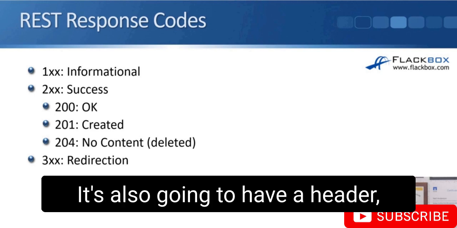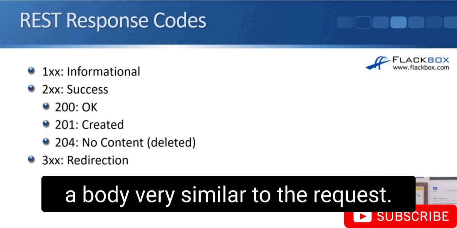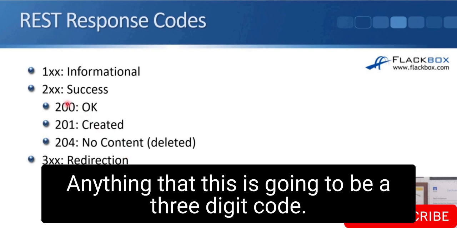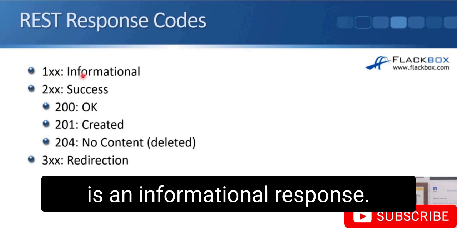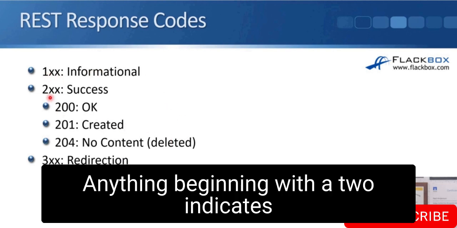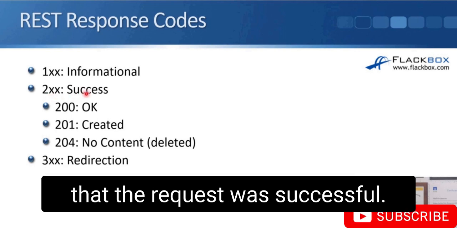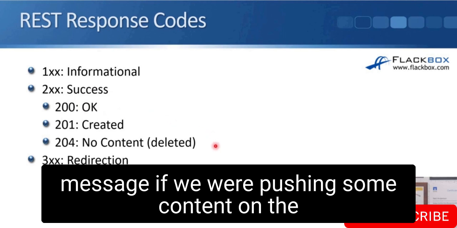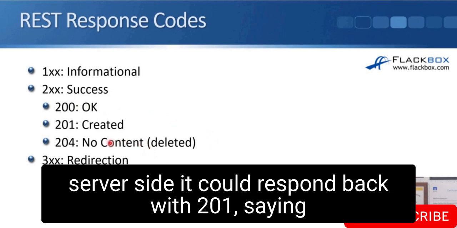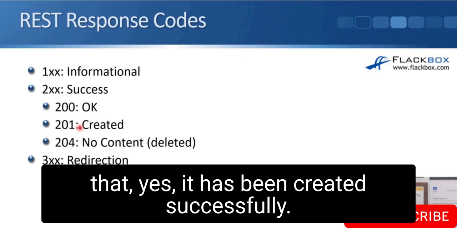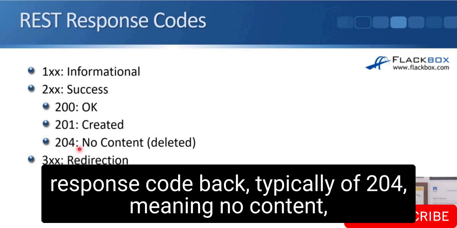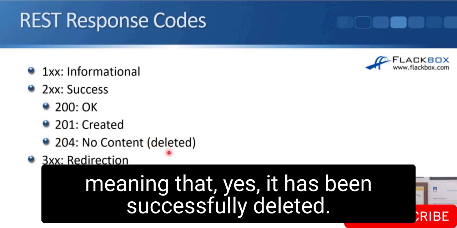With the response, it's also going to have a header and a body, very similar to the request. It's also going to have a response code there. This is going to be a 3-digit code. Anything beginning with a 1 is an informational response. Anything beginning with a 2 indicates that the request was successful. So for example, it could be a 200 OK message. If we were pushing some content onto the server side, it could respond back with 201, saying that yes, it has been created successfully. If we deleted something, then we would typically get a response code back of 204, meaning no content, meaning that yes, it has been successfully deleted.